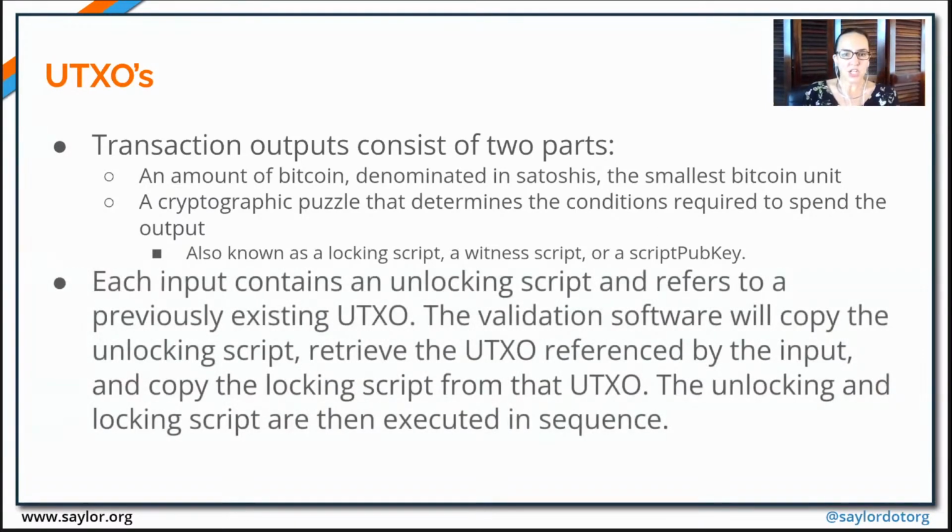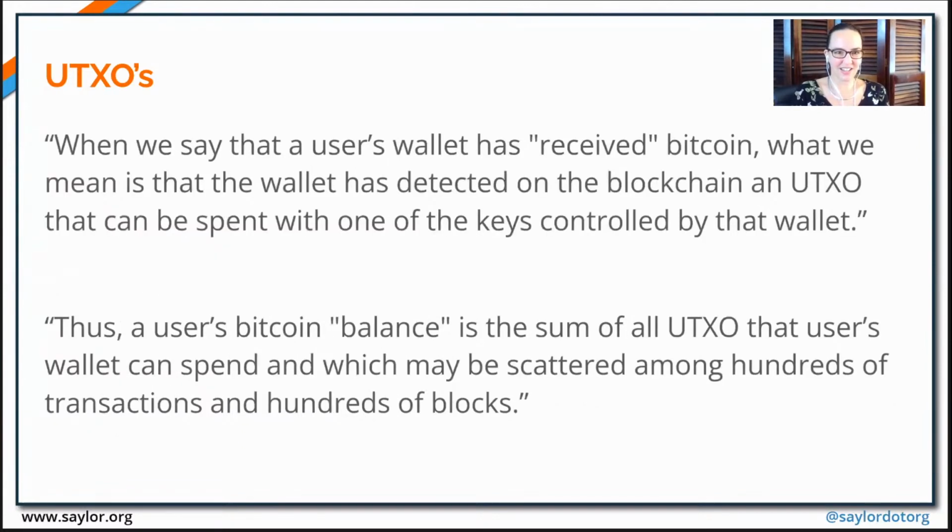Each input contains an unlocking script and refers to a previously existing UTXO. The validation software will copy the unlocking script, retrieve the UTXO referenced by the input, and copy the locking script from that UTXO. The unlocking and locking script are then executed in sequence. That was a lot, but we'll walk through it in more depth in the coming slides in just a second.